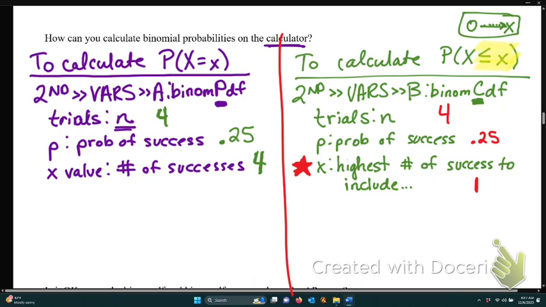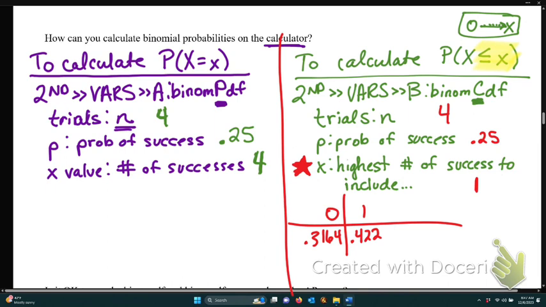Think about from yesterday. What was the probability of 0? 0.316? Okay. What was the probability of 1? 0.422. So, does anyone see what this number is that you just got on your calculator? It's those two added together. Because you just told your calculator to accumulate from 0 up to a number of successes of 1.